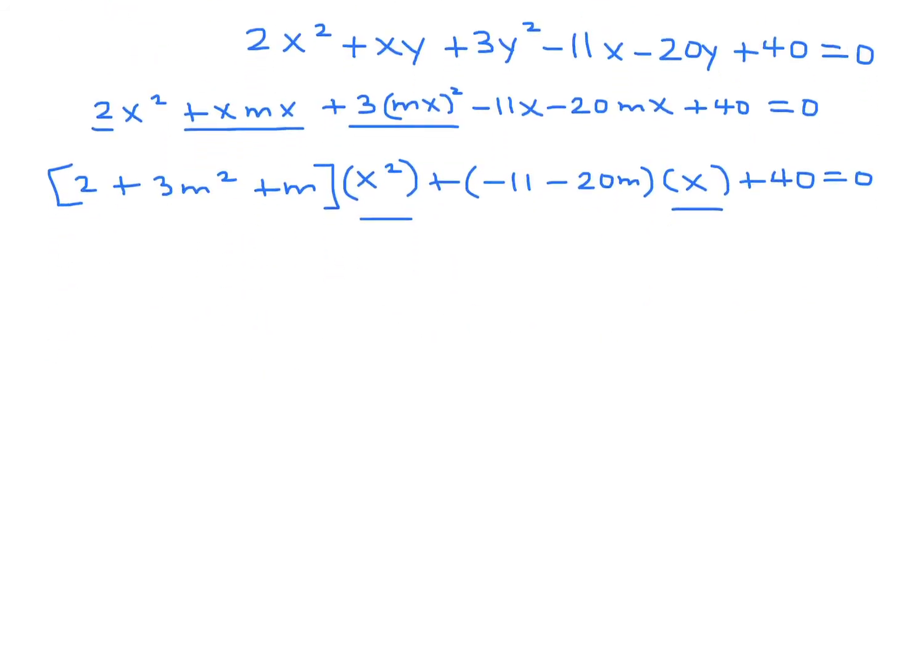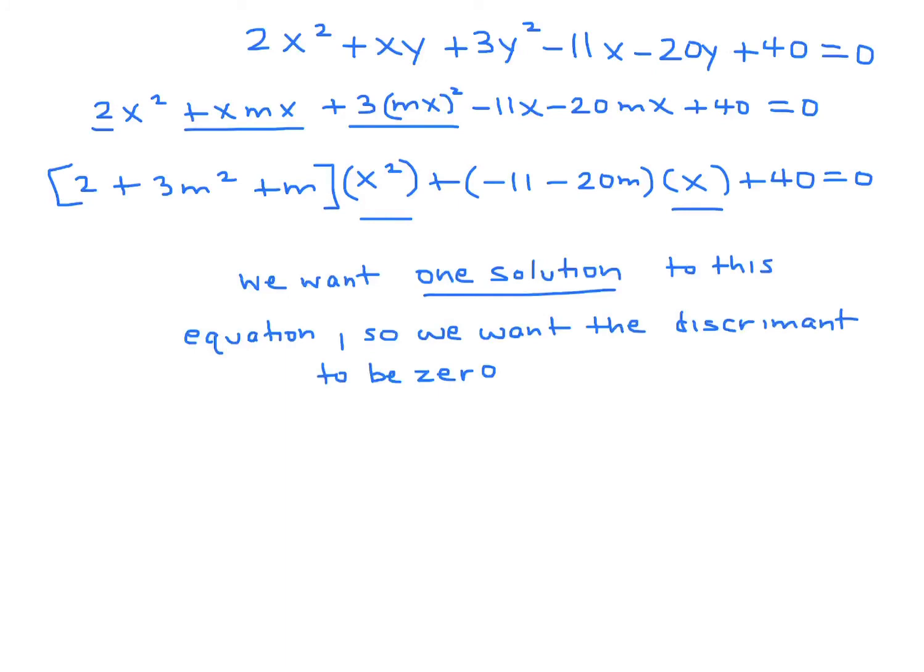So let me write that out. We want one solution to this equation, so we want the discriminant to be 0. If you remember in the quadratic formula, x is equal to minus b plus or minus the square root of b squared minus 4ac, all over 2a. You all remember that, of course. The discriminant is, remember, this guy right here, b squared minus 4ac.